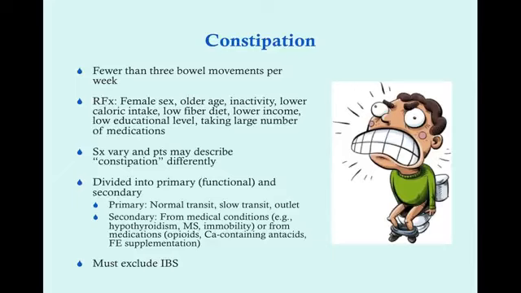Lower income, don't know why. Lower educational level, don't know why. Taking a large number of medications, there's a lot of medications that can cause constipation. We'll go over a few of them, but some of these include iron supplementation, opioids is a big one, antipsychotics, anticholinergics, antihistamines, calcium channel blockers, and sympathomimetics, so if they're on like Ritalin or something like that. So the ones you really need to remember for the test are antacids, iron supplementation, and opioids. Those are the big 3 you need to remember.